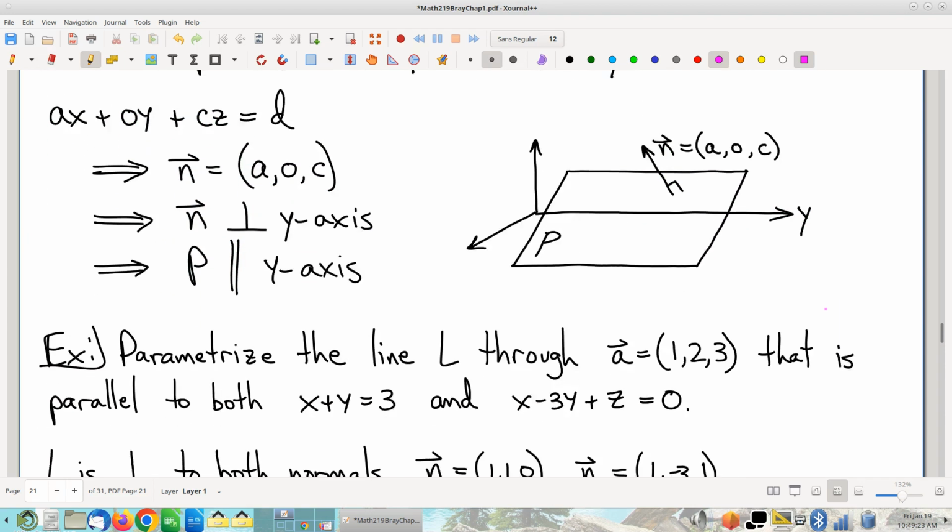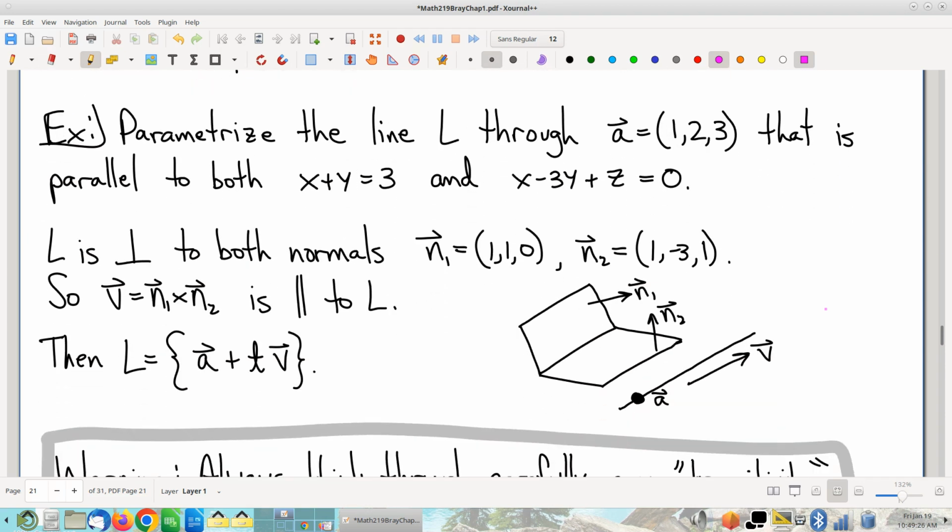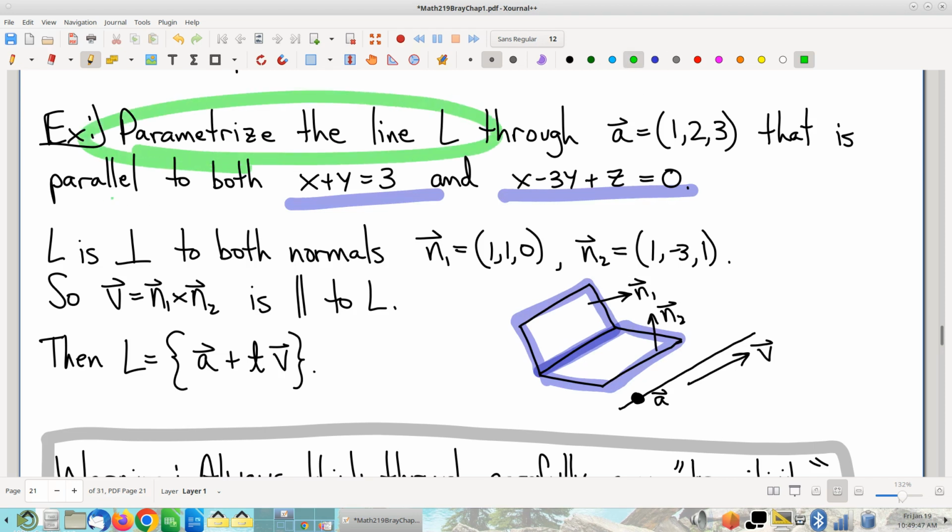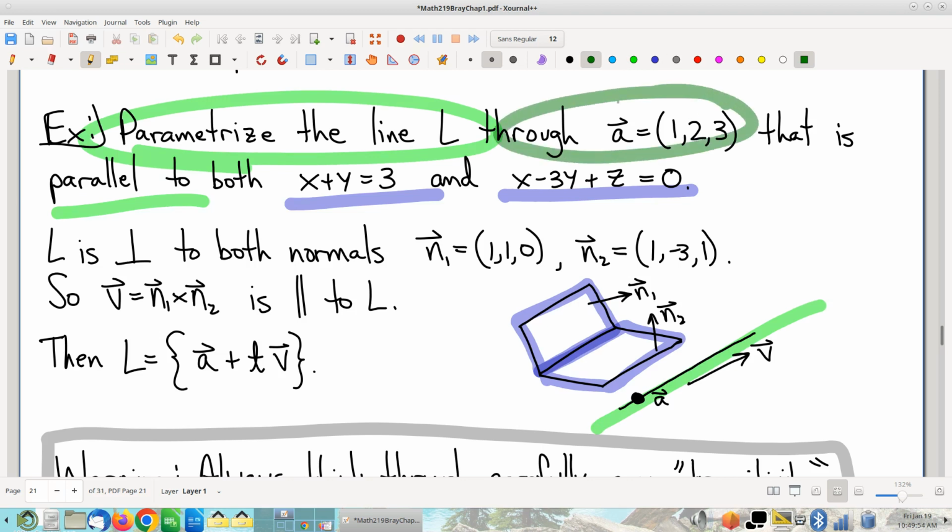All right, here is another example. This is another puzzle type question where we're given two things. We're going to be given two planes, specifically the equations of two planes. And what we want to find is a parametrization of the line parallel to both of them, specifically the line parallel to both that goes through a given point A.